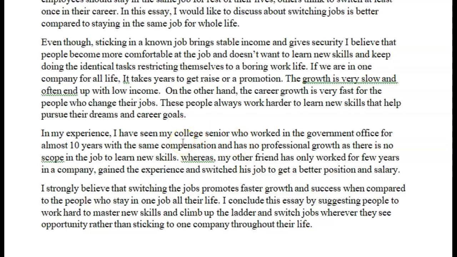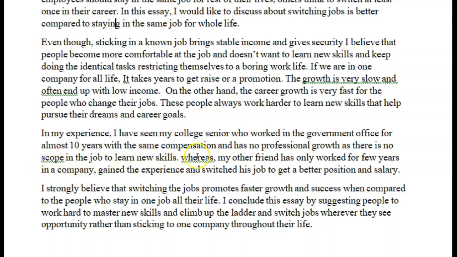In English, college senior means somebody who is in their last year of college. So I don't understand what this is. In my experience, I have seen my college senior who worked in the government sector for almost 10 years with the same, all right. There's no professional growth as there is no scope. I don't know what you mean there is no scope in the job to learn new skills. I think maybe there's no opportunity.